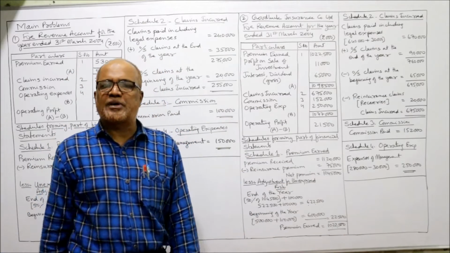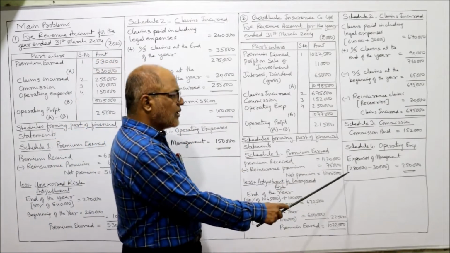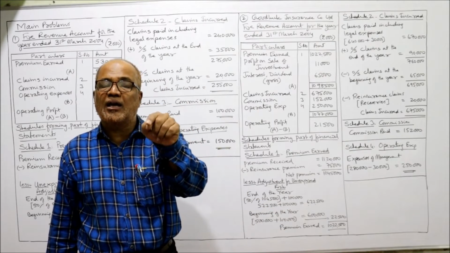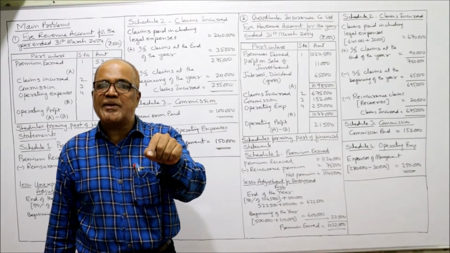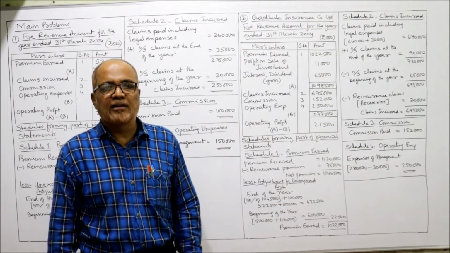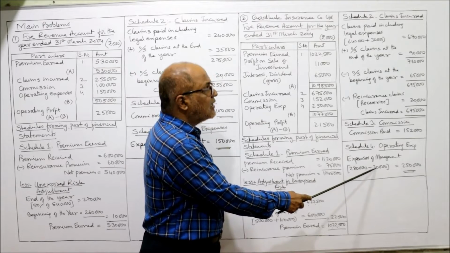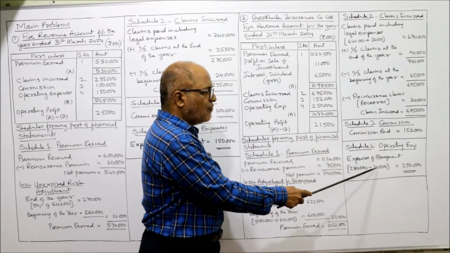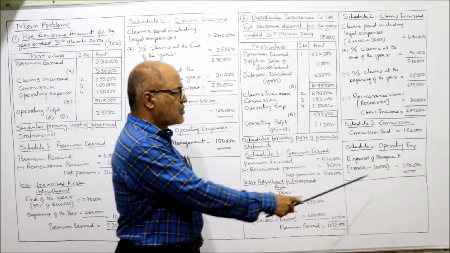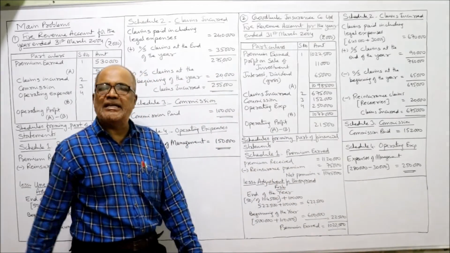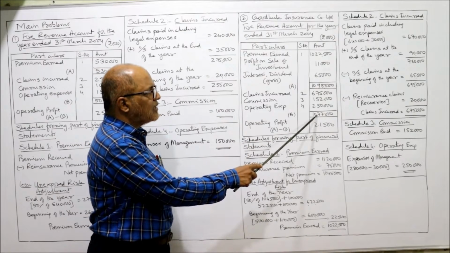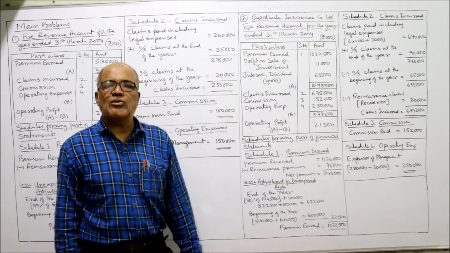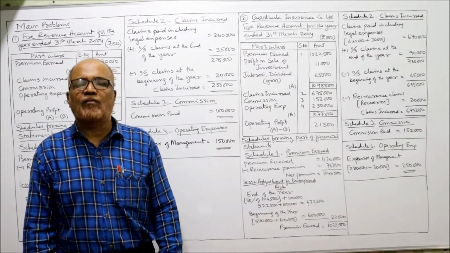Expenses of management. Actually 2,80,000 is given. Out of 2,80,000, 30,000 rupees are legal expenses regarding claims. So we have deducted 30,000 here, and this 30,000 is added in claims. In claims it is added; in expenses of management it is deducted. So 2,50,000 rupees is the operating expense. Now take the total, 10,77,000. So 10,98,500 minus 10,77,000, 21,500 is the operating profit.